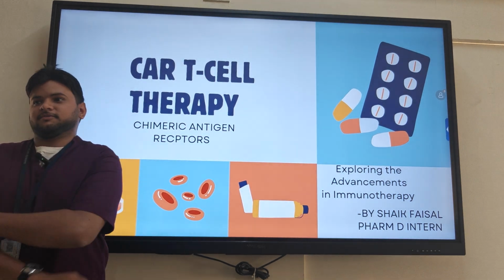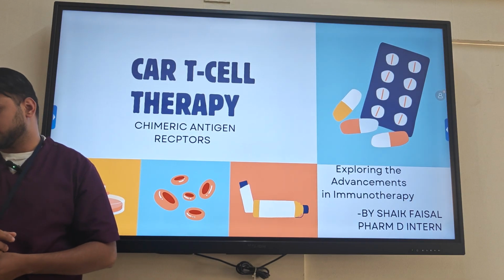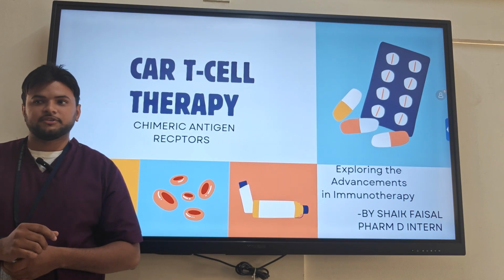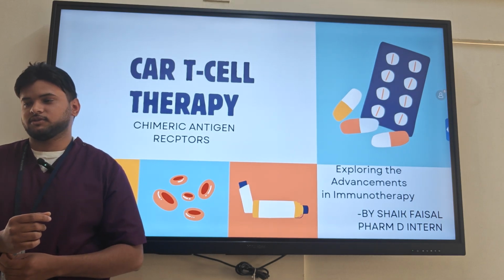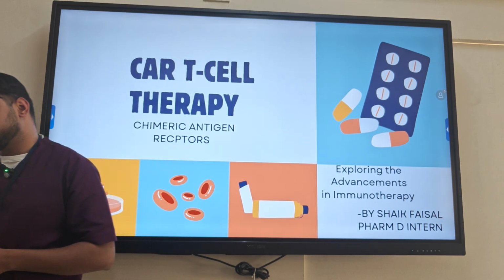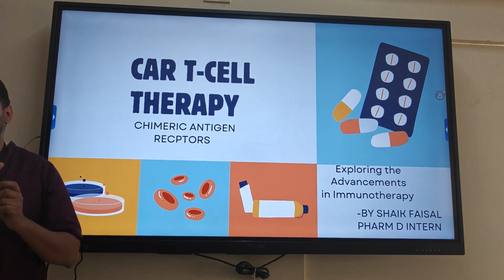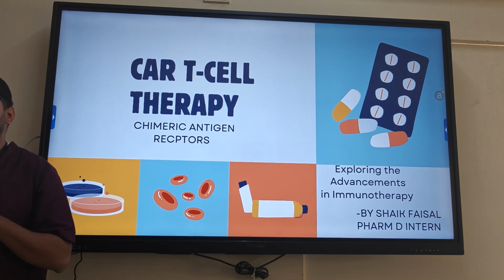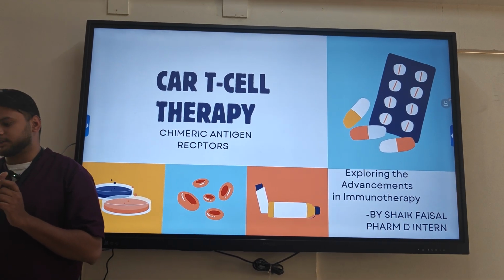Hello everyone. Today we will be learning about CAR T cell therapy. Has anybody come across this term before? No? Okay, so today we'll be learning it. CAR T is a term I'll be using in the whole slide. So I'll define what CAR is: chimeric antigen receptors.